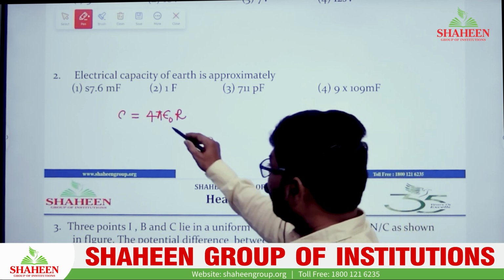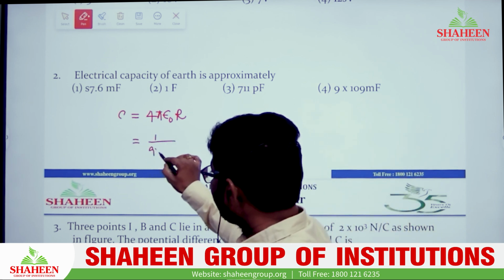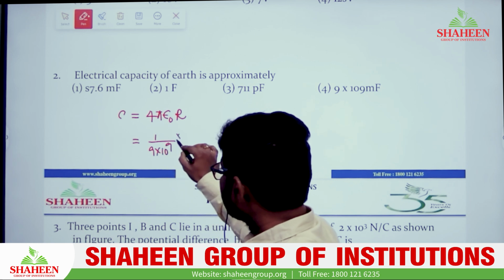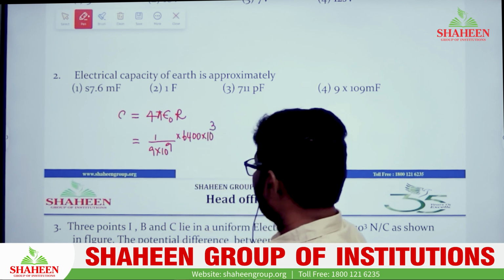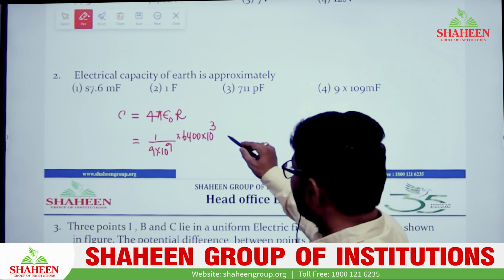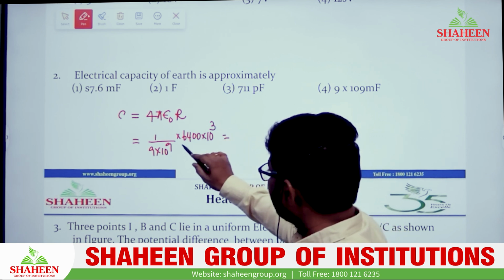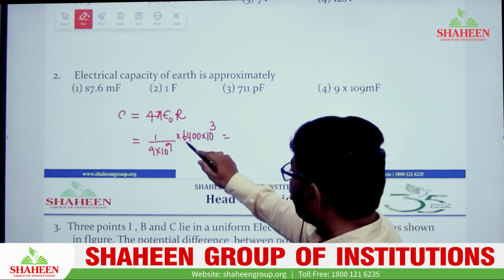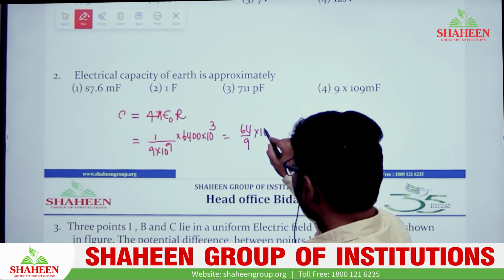Now this one, 4 pi epsilon naught value is 1 by 9 into 10 to the power of 9. Radius of the earth is 6400 into 10 power 3 kilometers. If we solve it, 3 cancel, 5 cancel, 64 by 9 into 10 power minus 4.